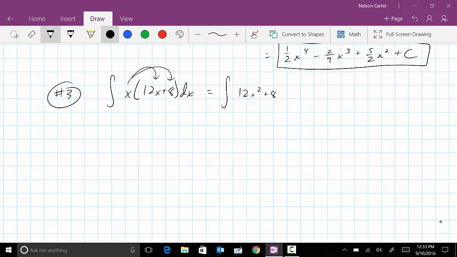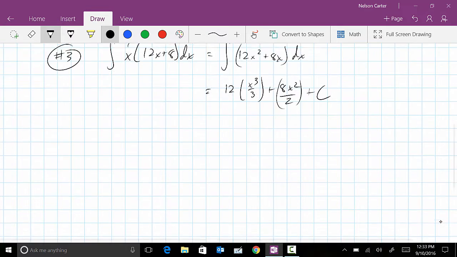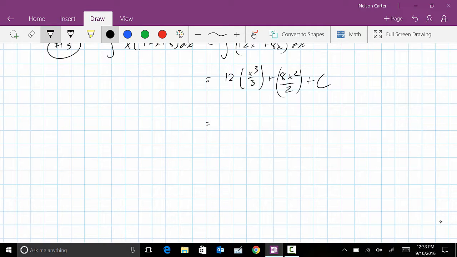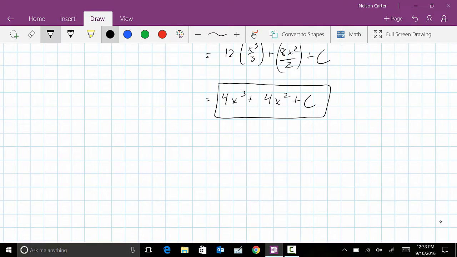12x squared plus 8x dx, and so then this is going to be 12 times x cubed over 3 plus 8x squared over 2 plus a constant. Okay, and so this is now 4x cubed plus 4x squared plus c. Okay, here's another one.